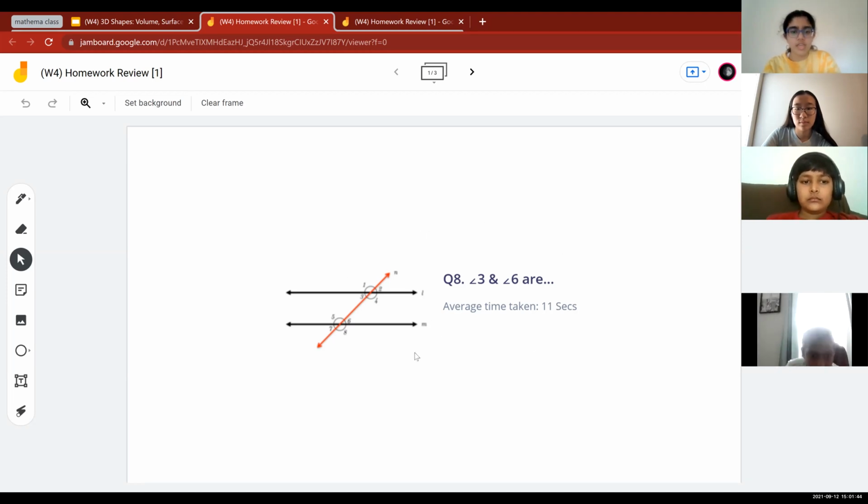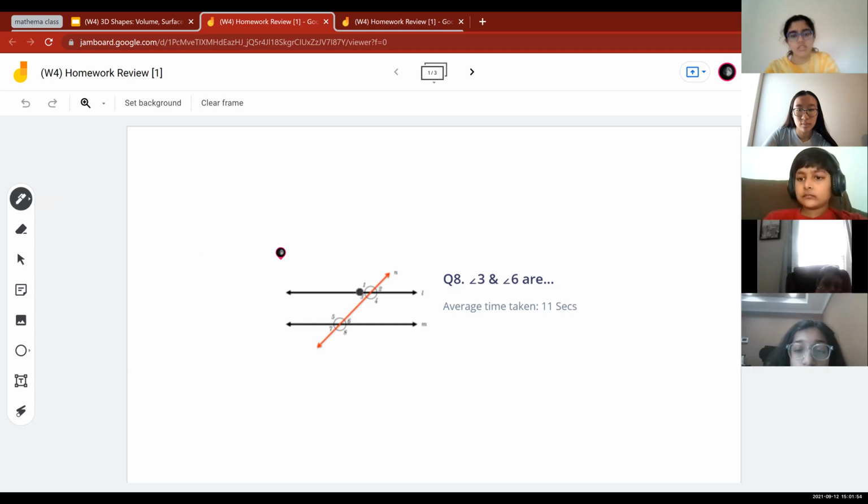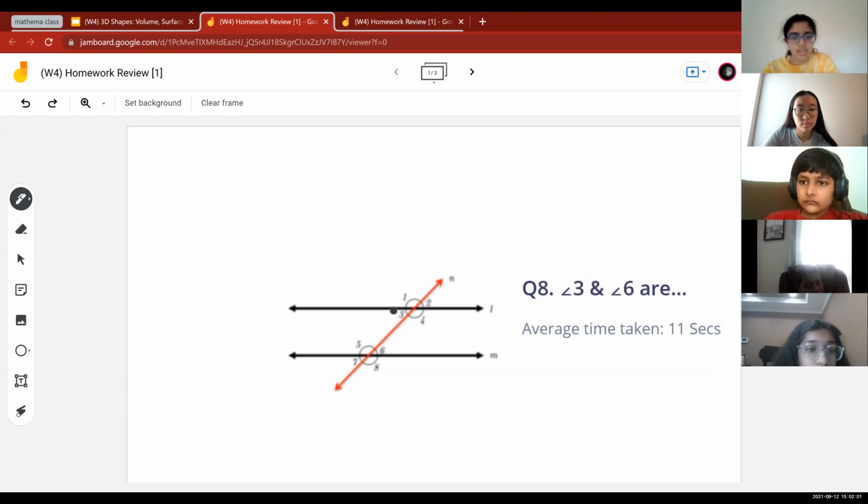So this is question 8. Angle 3 and angle 6. It asks for the relationship between these angles. Angle 3 is this angle, and angle 6 is this angle. So that means that they're alternate interior angles. A lot of you guys got this wrong, so make sure you know your angle relationships.